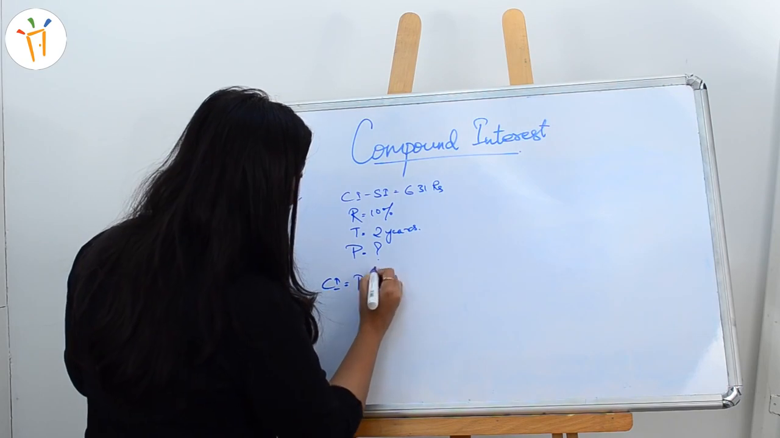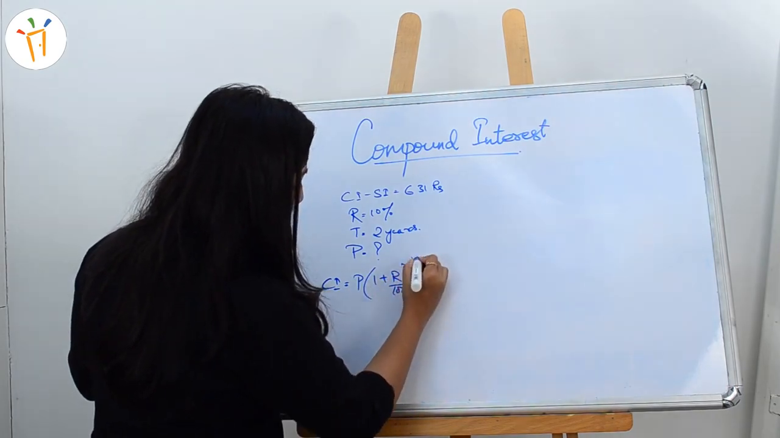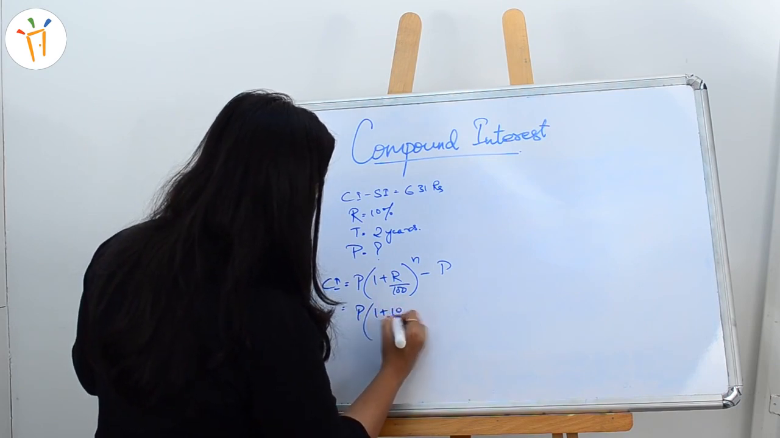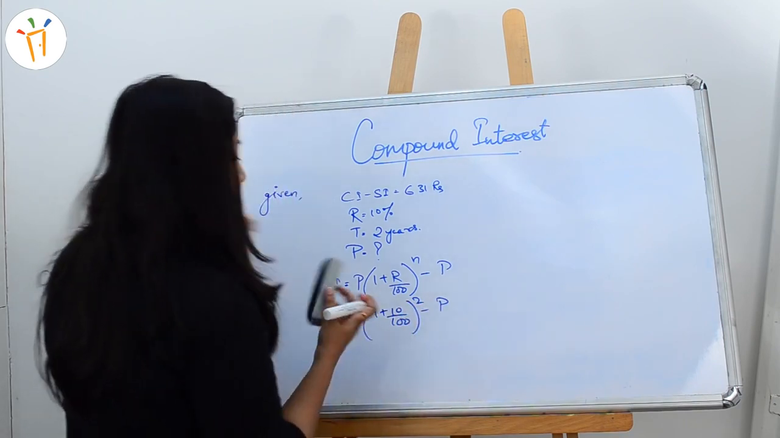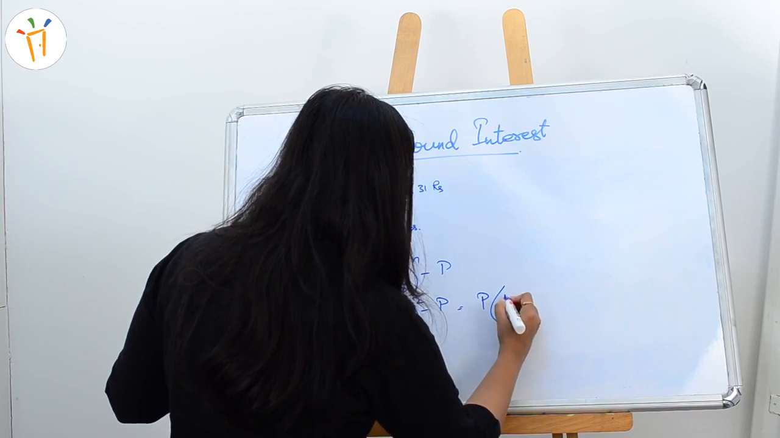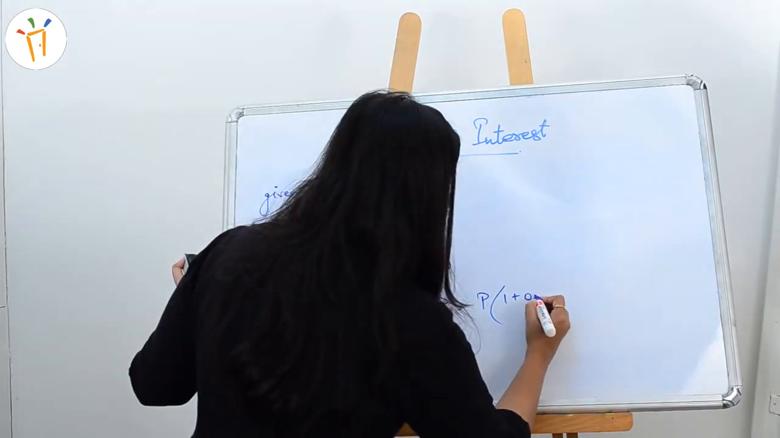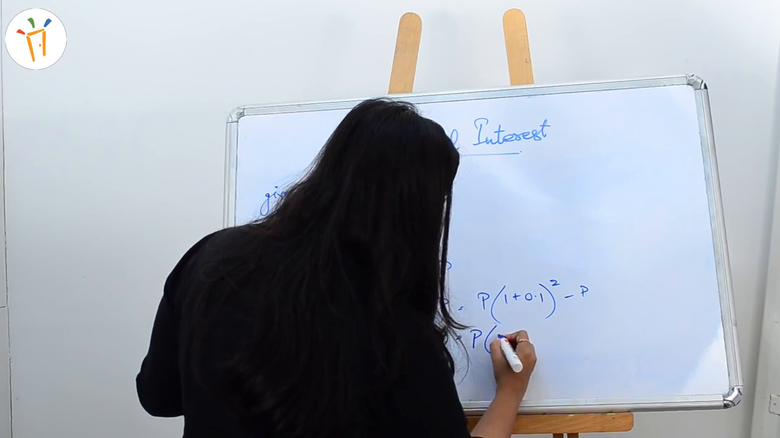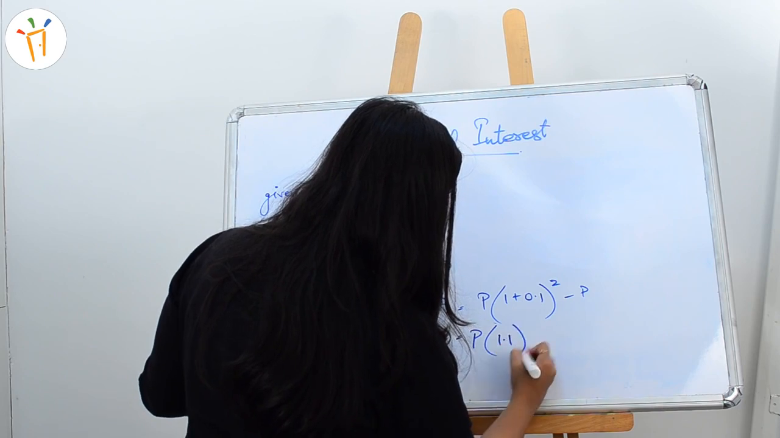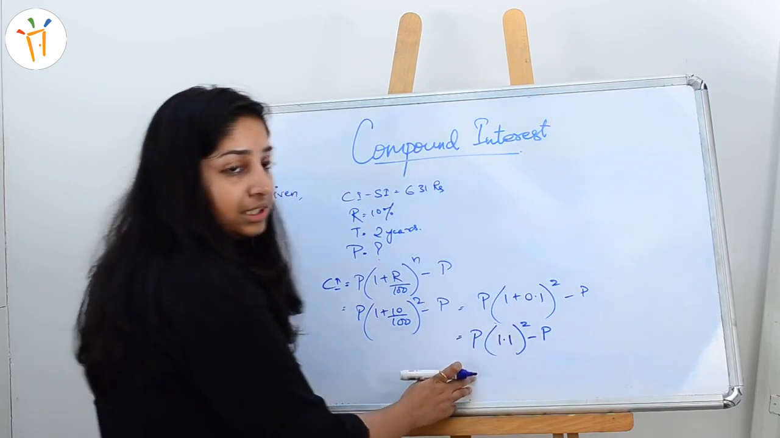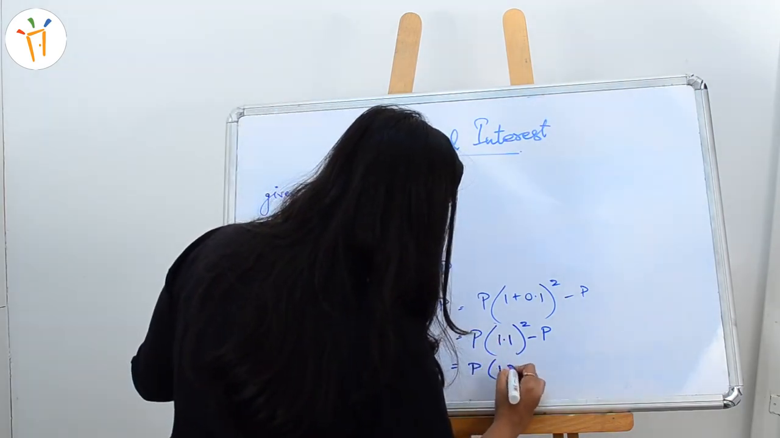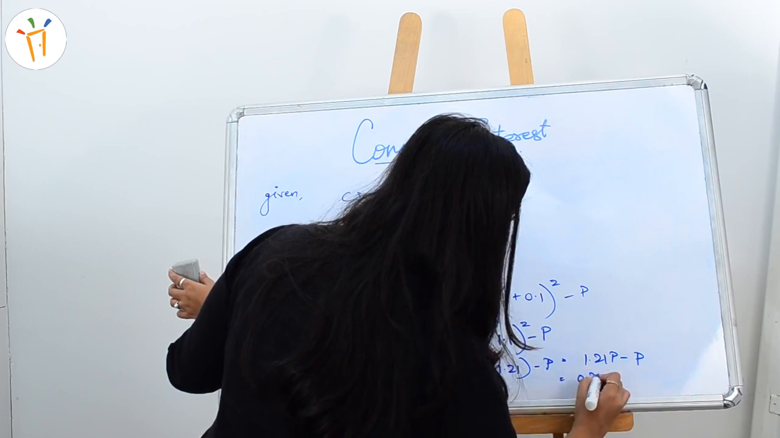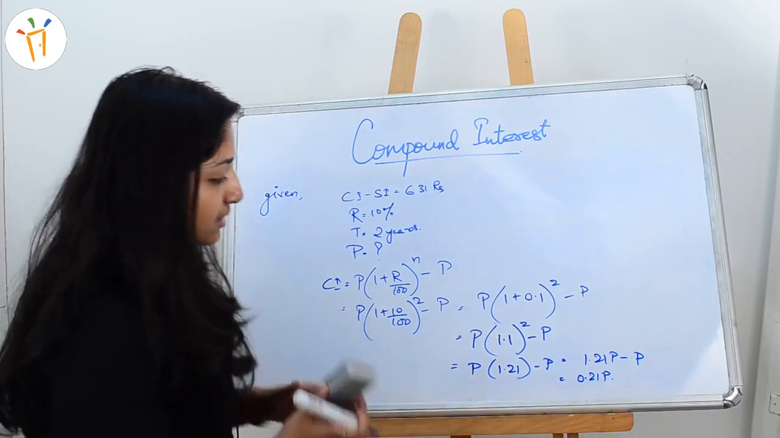Okay, so let's start with CI. So CI equals P into 1 plus R by 100 raised to n, minus P. Whatever values we have, if we put them into the equation, we get P into 1 plus 10 by 100 raised to 2 minus P, which is equal to P into 1 plus 0.1, since 10 by 100 can be written as 0.1, raised to 2 minus P. So P into 1.1 raised to 2 minus P. The square of 1.1 is 1.21, so it is 1.21P minus P, which is equal to 0.21P.